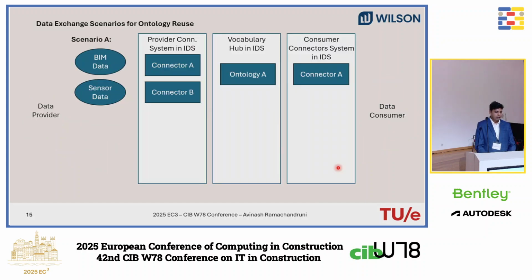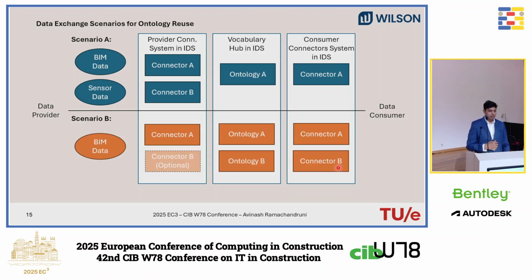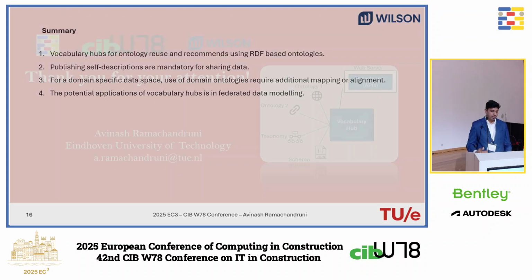This is a scenario where we have two different data sources you can describe using a single ontology, and a consumer can just create one connector that can collect information from both. And in scenario B, you have one data format, but you can describe it using two different ontologies. In this process, there is an extra connector that a consumer has to create to have this information exchange.